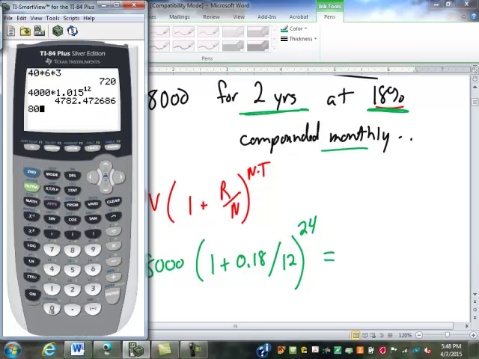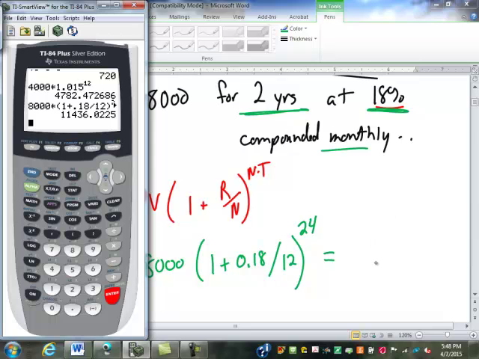It'll be 8,000. Most of your calculators, you do have to do times before you put in the parentheses, otherwise it messes up the power. So parentheses 1 plus 0.18 divided by 12. Close your parentheses, to the power of 24. Equals 11,436.02.